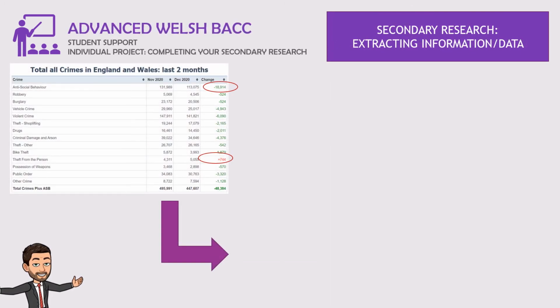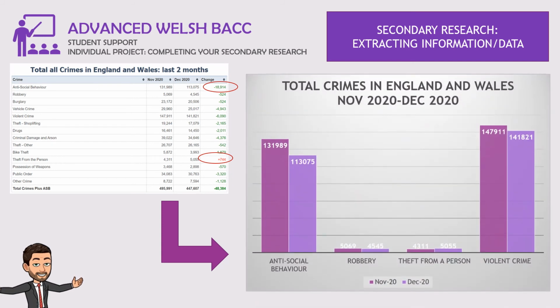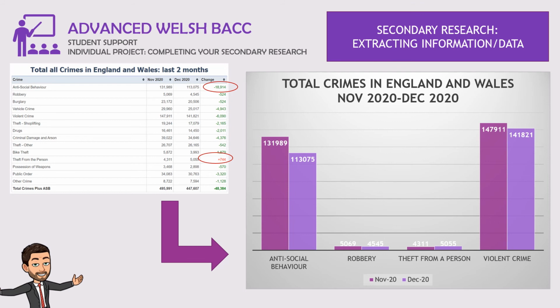Now, although that is extracting data, there is a way to push this a little bit further to achieve the higher marks, and here is an example. The graph now shows theft from a person and antisocial behaviour in the pink and purple in November and December, but also added robbery and theft from a person. So you're doing two things here. You've extracted the data that you want to analyse, and you've displayed the data digitally.